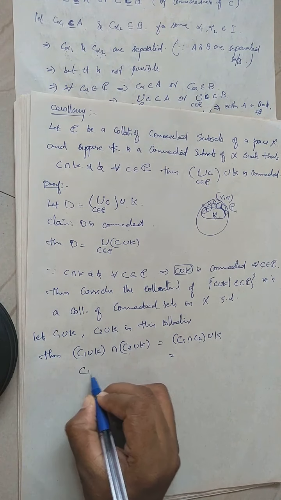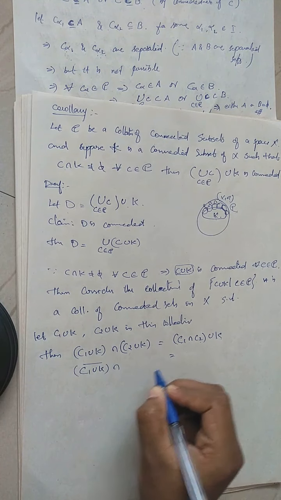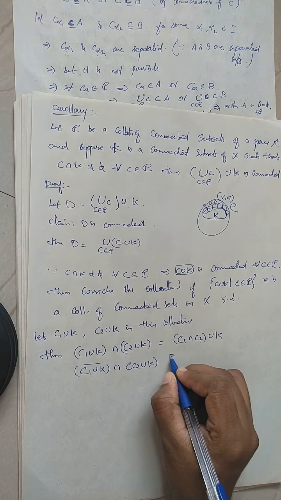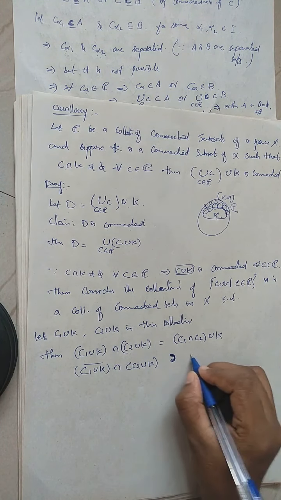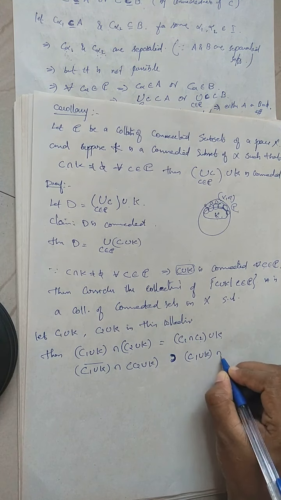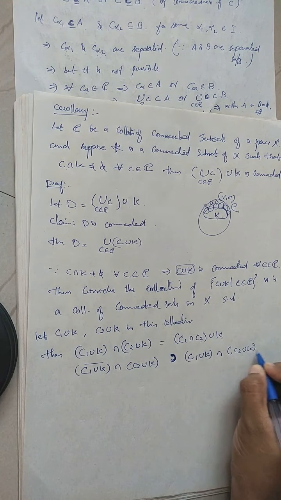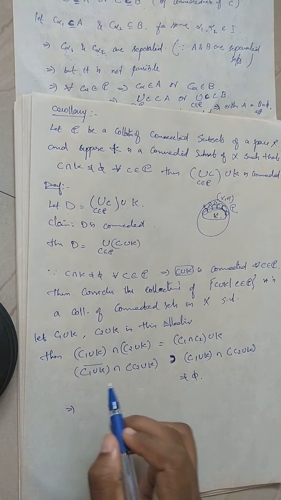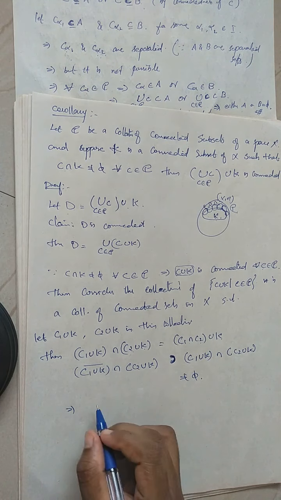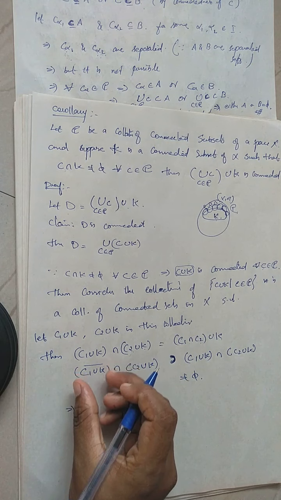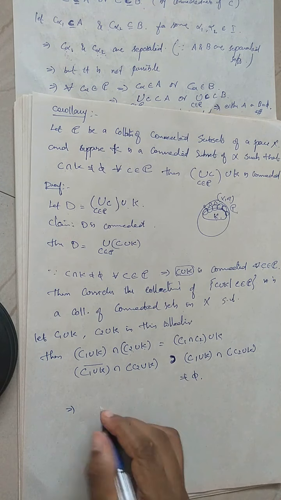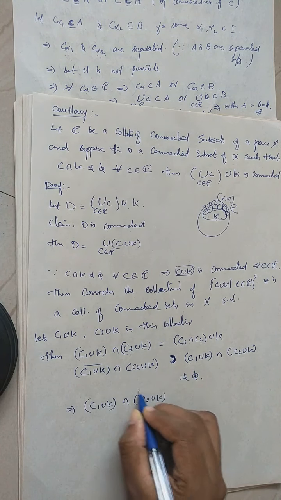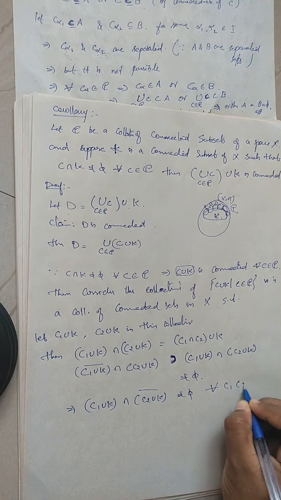So the closure of C1 union K intersection C2 union K will always contain C1 union K intersection C2 union K, which is clearly non-empty, right? So if you consider any C1 union K and C2 union K, where C1 and C2 are arbitrary, the first set's closure intersection the second set is non-empty. Similarly, you can prove that C1 union K intersection the closure of C2 union K is also non-empty, and this is true for every C1, C2 in 𝒞.